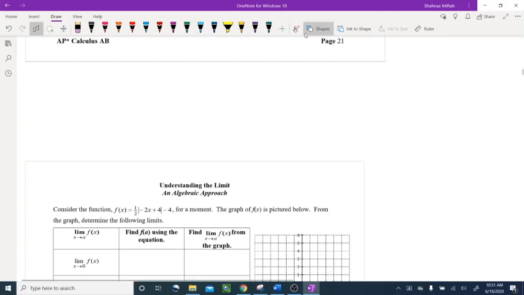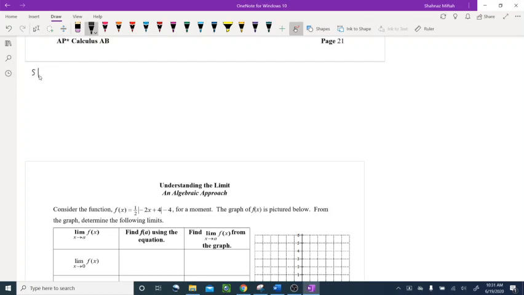Hi everybody. Today we are working on understanding the limit and algebraic approach. We did graphical approach, we did analytical approach, and now we are doing algebraic approach. Analytical approach was those tables, if you guys remember, and graphical was from the graph, and algebraic now we're going to use algebra to do the limits. So there are a few steps that you have to follow for algebraic expression. I'm going to write down all these steps over here and make sure that you follow them.